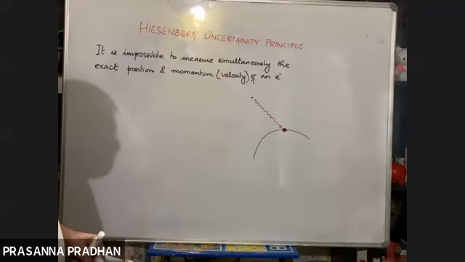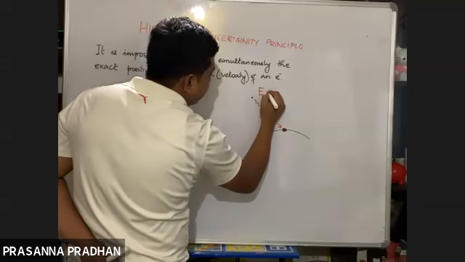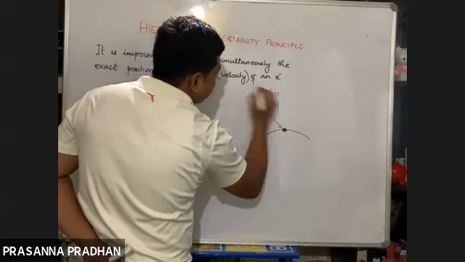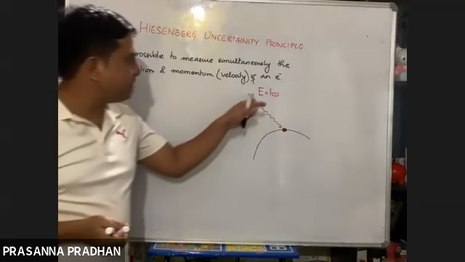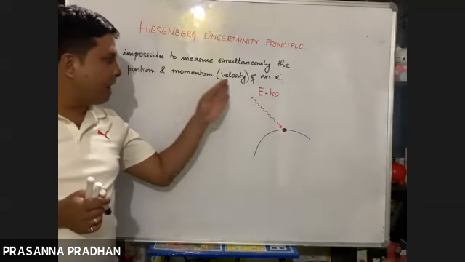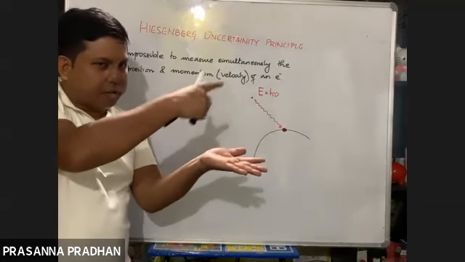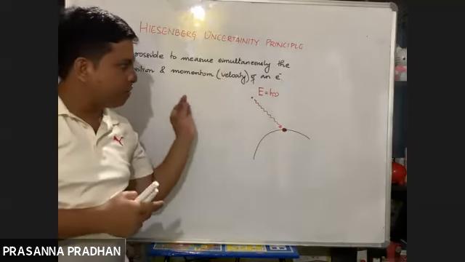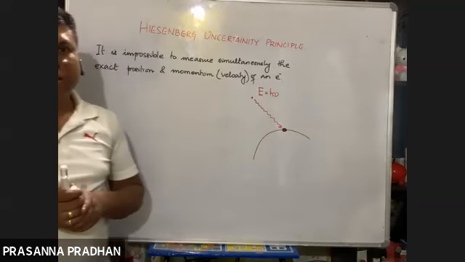But light, as we all know, is associated with some energy. What is the energy associated with light? E is equal to h nu. Right? Fine. Now listen, light has some energy. So when light falls on this electron, the electron is moving, and light is falling on it. What do you think will happen to the velocity?